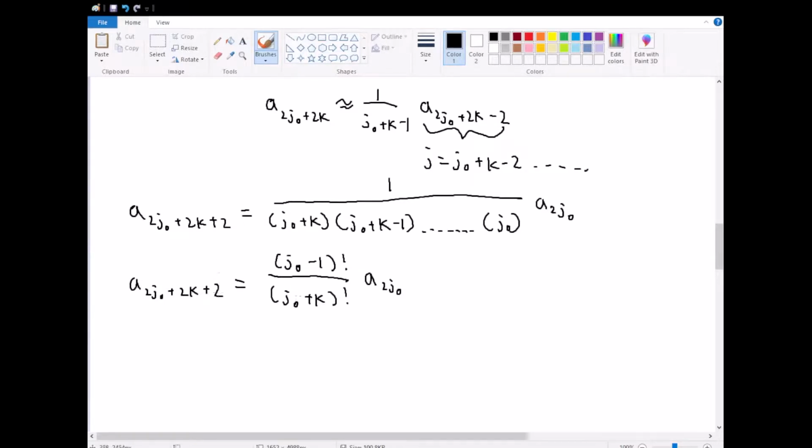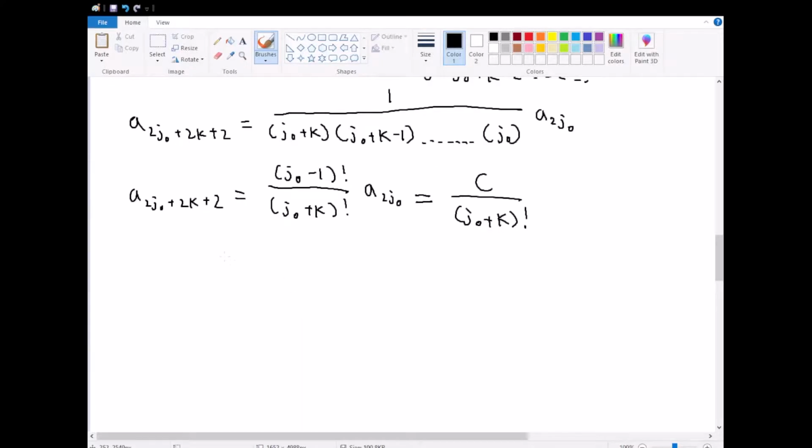Now, what we realize here is that, first off, this term over here is just a constant. The same is true for this, because remember, j naught was defined as an arbitrary constant. So j naught minus 1 is also a constant, and a sub 2j naught is going to be whatever that coefficient term is. There's nothing stopping us from absorbing everything on the top into a single constant that we're going to call c, and we divide it by j naught plus k factorial.